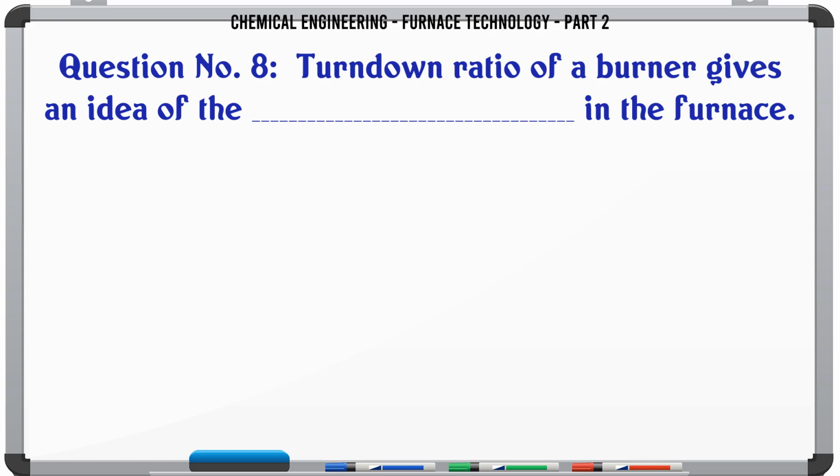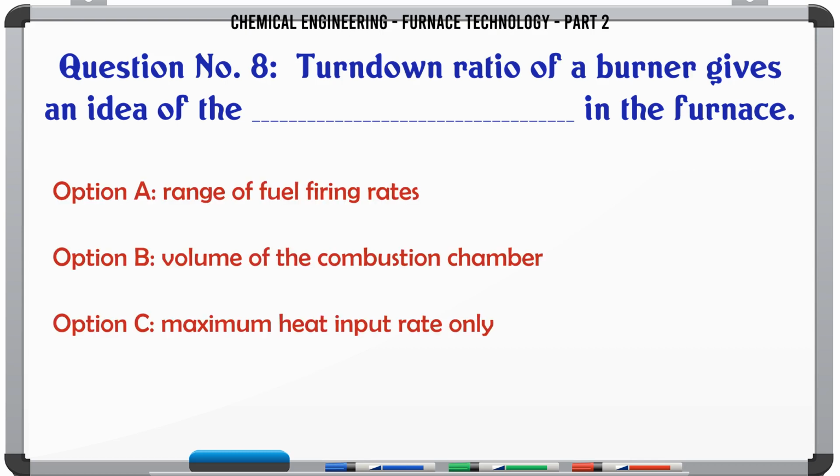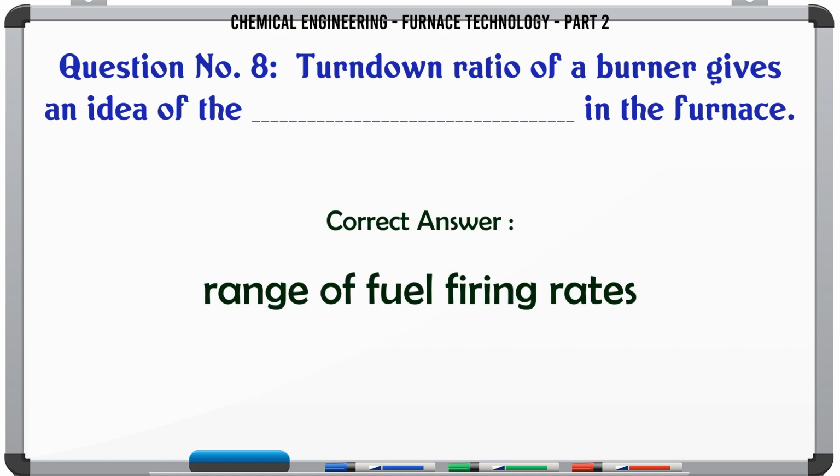Turn-down ratio of a burner gives an idea of the what in the furnace? A. Range of fuel firing rates. B. Volume of the combustion chamber. C. Maximum heat input rate only. D. Minimum heat input rate only. The correct answer is range of fuel firing rates.